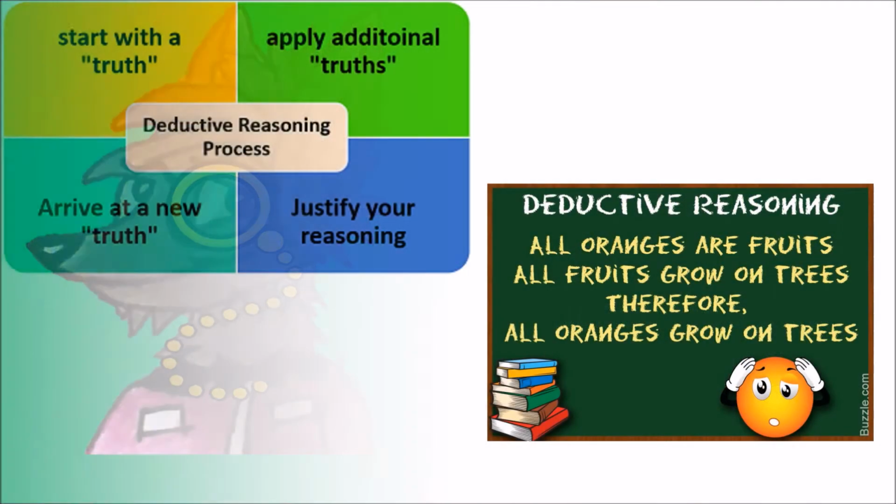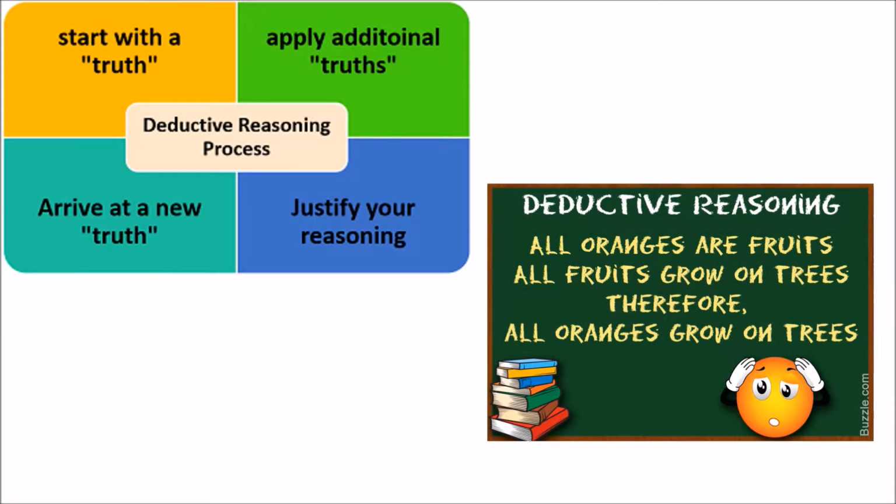So we're going to start by defining what deductive reasoning means and what kind of thought processes are involved. Alright, so these diagrams are really good at explaining the concept. Let's start with the orange part. What we're doing is we're starting with the truth. Now from that we have to apply additional truths, and when we're applying additional truths we're justifying our reasoning along the way, and from that we arrive at a new truth.